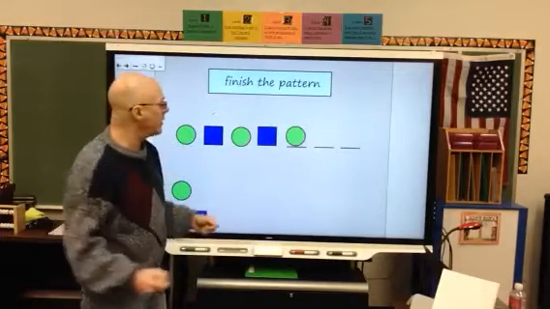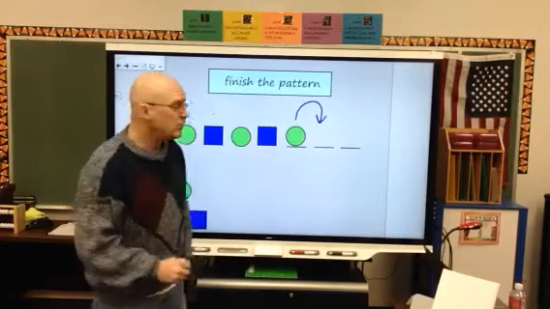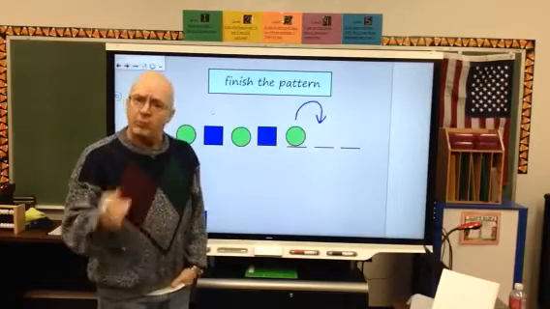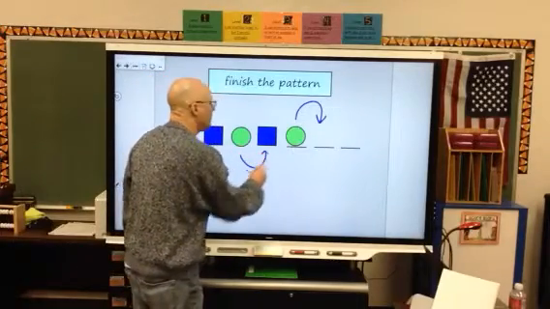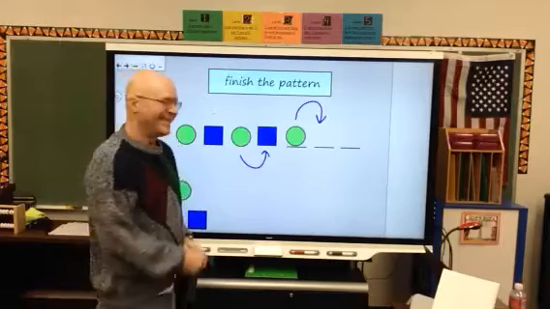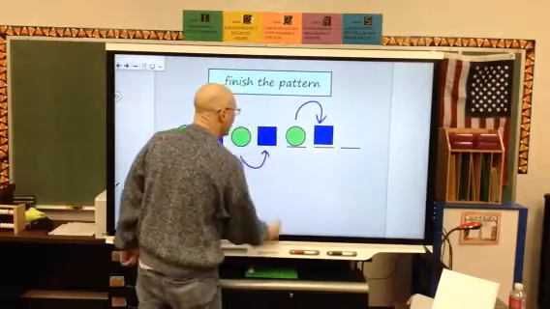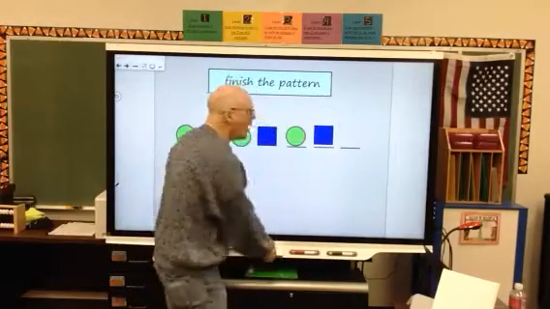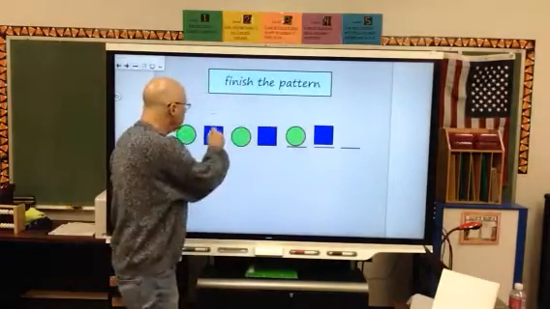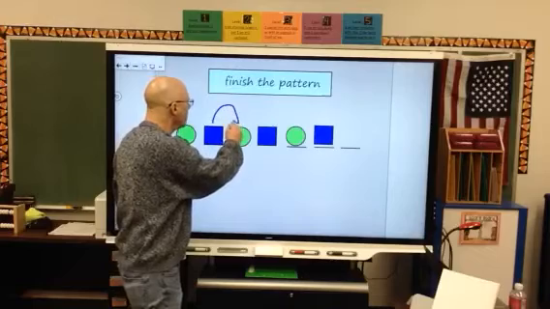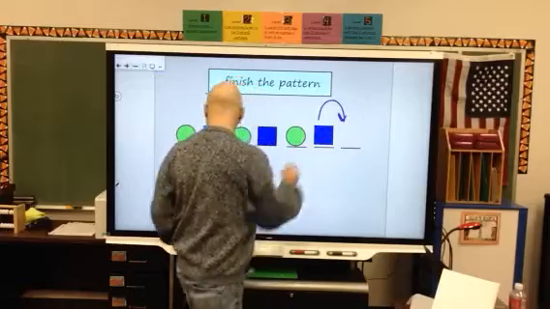Now we need to continue the pattern. I don't know what comes right after green circle. Let's go back and find another green circle, and we'll see what came next. Here's one. Green circle, blue square. Blue square did. Now I got blue square, but I need to know what comes right after. I'm going to go find another one. Here's one. What came right after blue square? Green circle did.